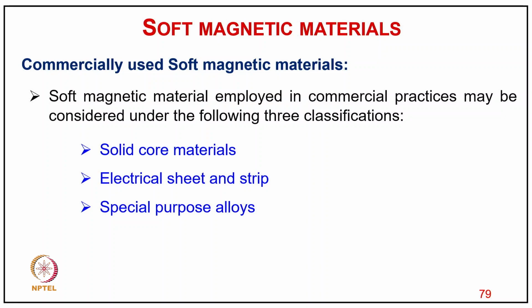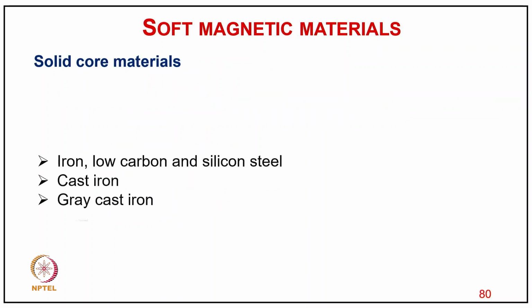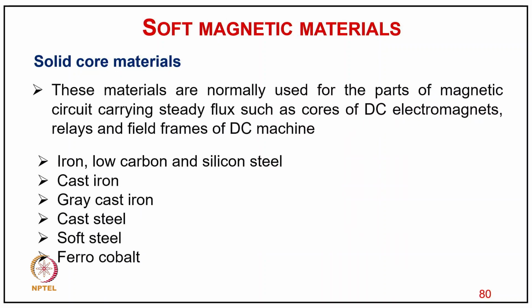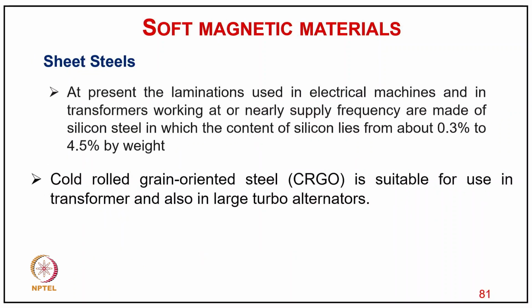Some of the ferromagnetic materials employed in commercial practice may be considered in the following three classifications: solid core, electrical steel and strip, and special purpose alloys. Solid core materials are normally used for parts of magnetic circuits carrying steady flux, such as cores of DC electromagnets, relays and field frames of DC machines. Typical examples are iron, low carbon and silicon steel, cast iron, grey cast iron, cast steel, soft steel, and ferrocobalt.